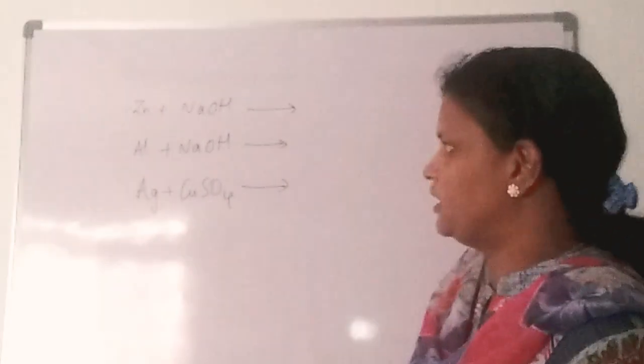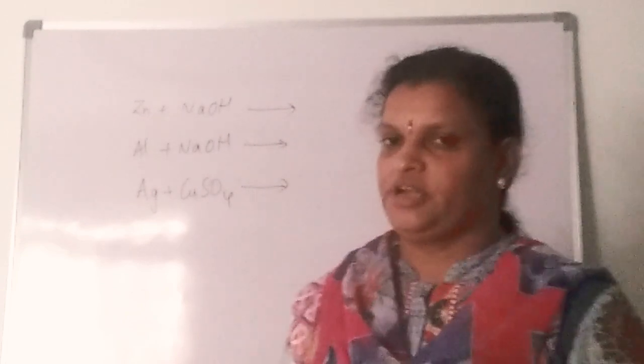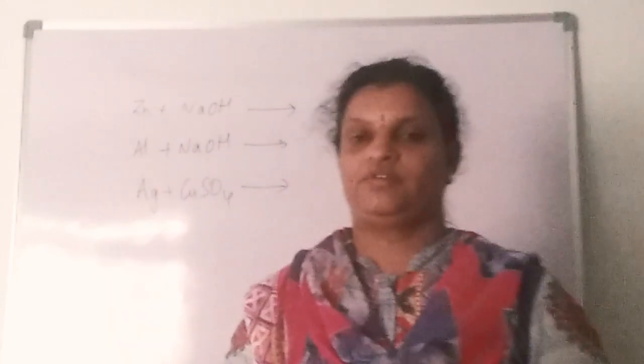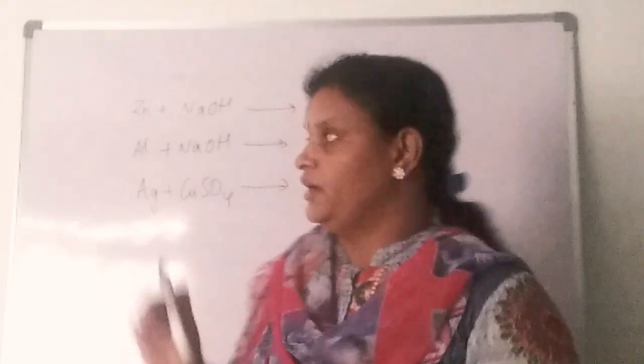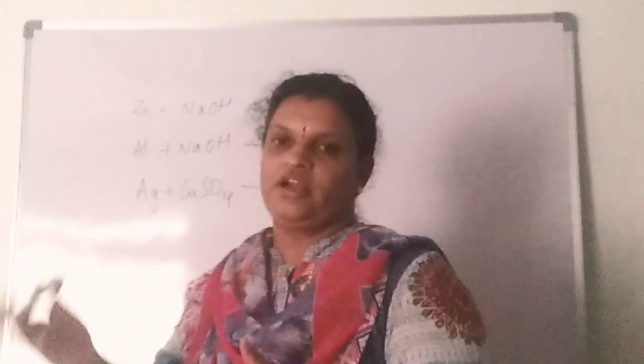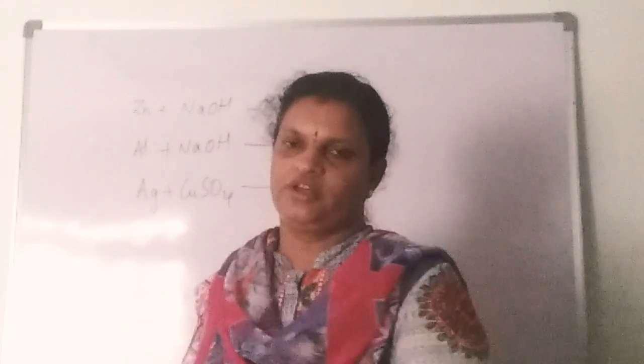So now let us see the answers for this. Generally, any metal will react with acid to produce hydrogen gas. It displaces hydrogen, produces hydrogen gas, and along with that some salt is formed. And non-metals will react with the bases. In the same way, non-metals will react with the bases, and some other products will be formed.